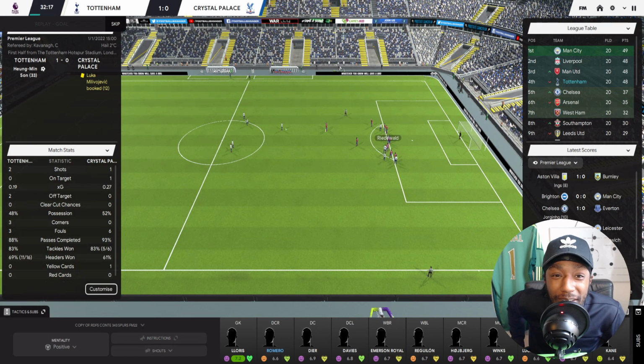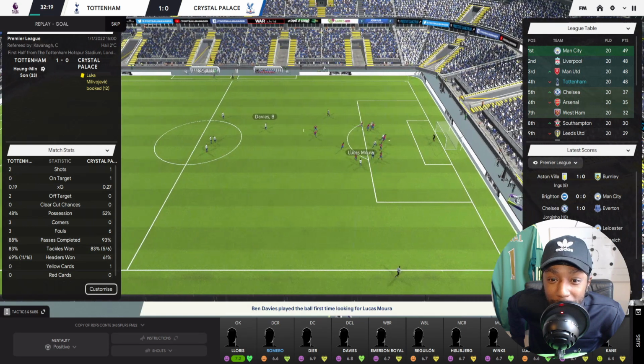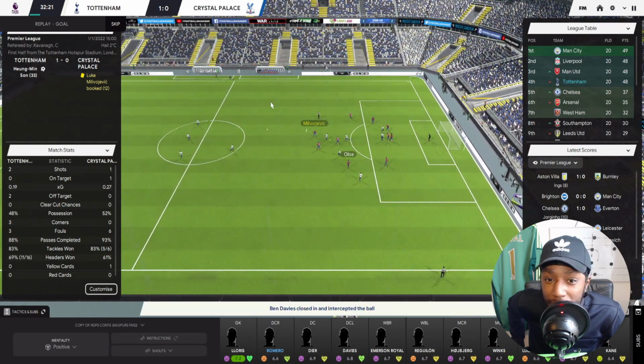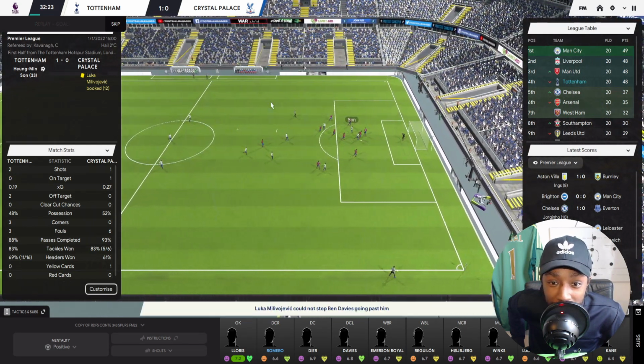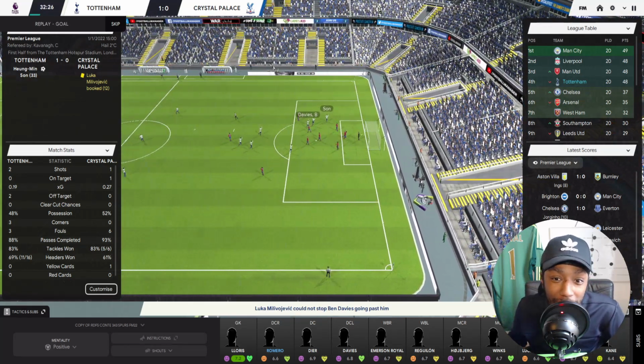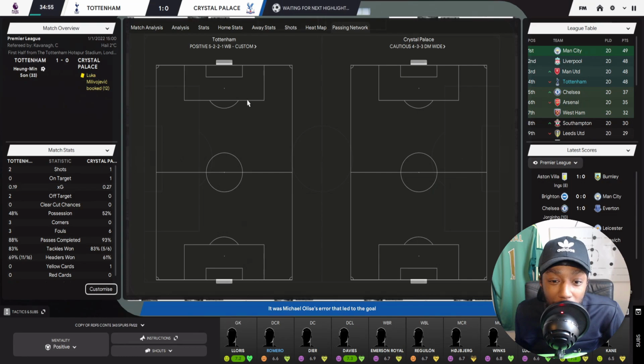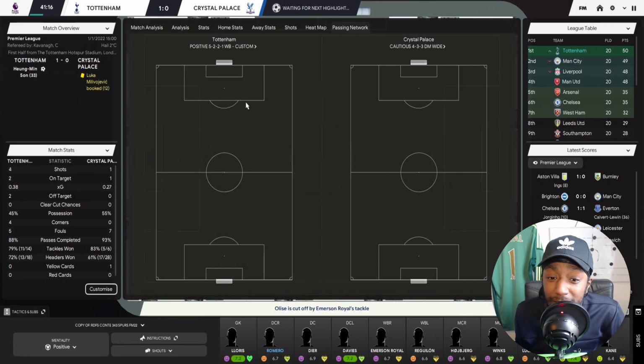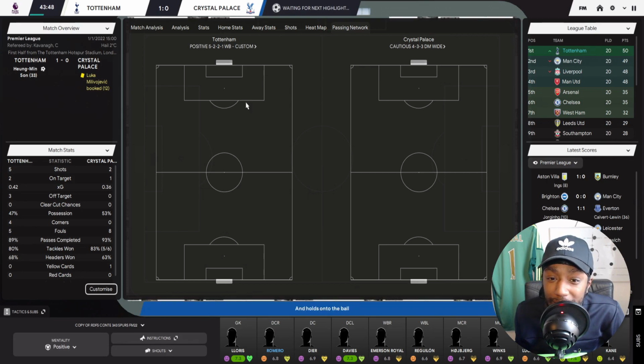It's Tottenham 1, Crystal Palace 0, but it did come from a set piece intercepted by someone in Crystal Palace colours. But then Ben Davis gets the ball again. He plays it to Son, and he smashes it in the back of the net. So it's 1-0 to Tottenham at half time, and to be fair, we haven't performed exactly well.